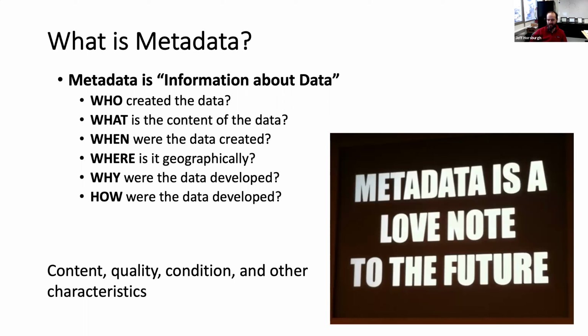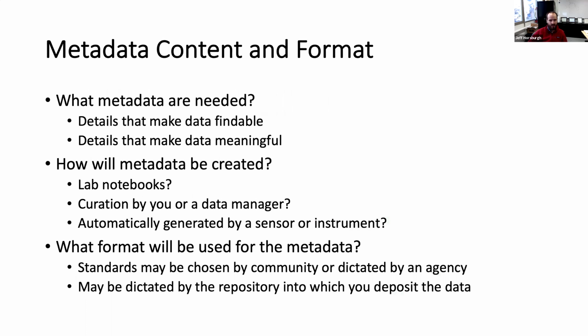I saw this in a presentation once and I stuck this in here. It's the who, what, when, where, why, and how about your data. It describes the content, quality, condition, and other characteristics of your data. You need to think about the content and the formats. So what metadata are needed when we think about content? What are the details that make the data findable in whatever repository you're going to put it in? And then what are the details that make the data meaningful to somebody who might find your data and then want to actually use it?